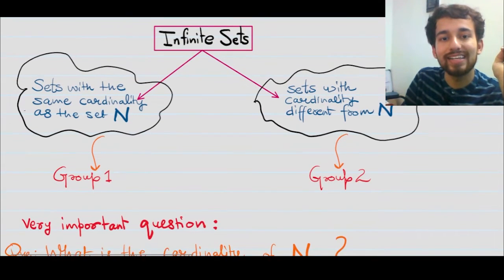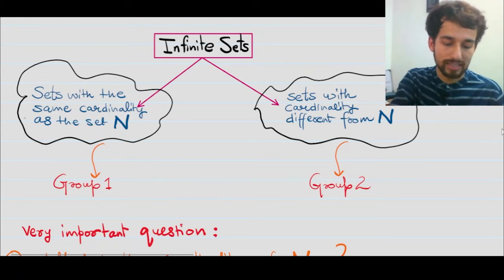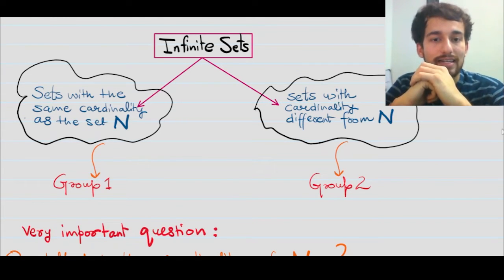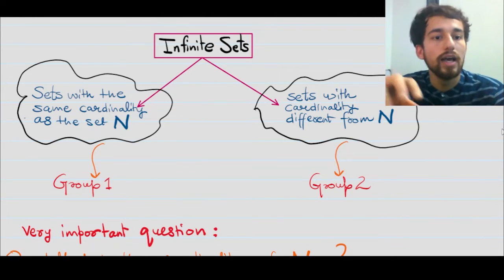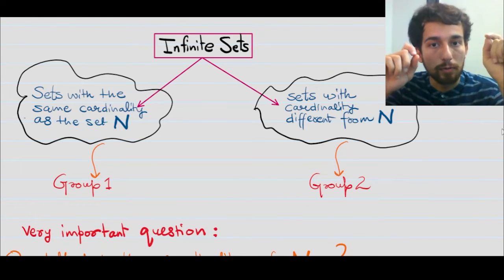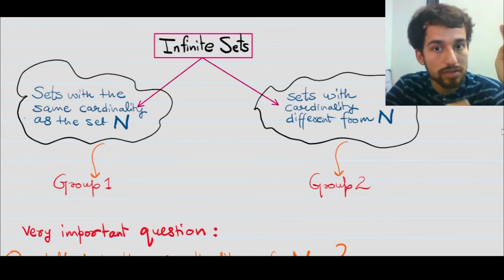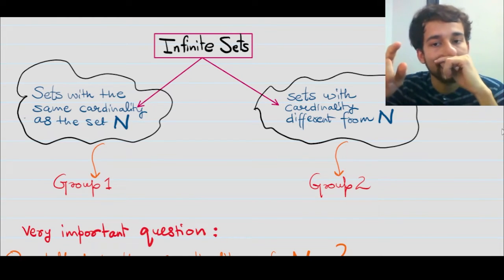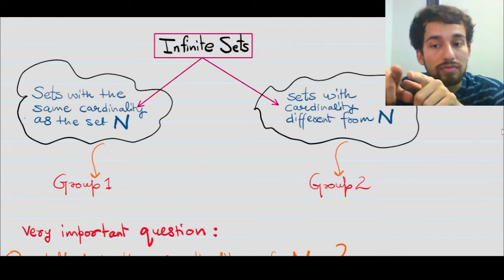Now, very cool, this group. What we are doing basically, cool diagram. What I have done here, I have divided my infinite sets into two branches. On the left I have all those sets which have the same cardinality as the set of natural numbers. On the right, on the second branch of these infinite sets, I have all those sets with cardinality different from the set of natural numbers.